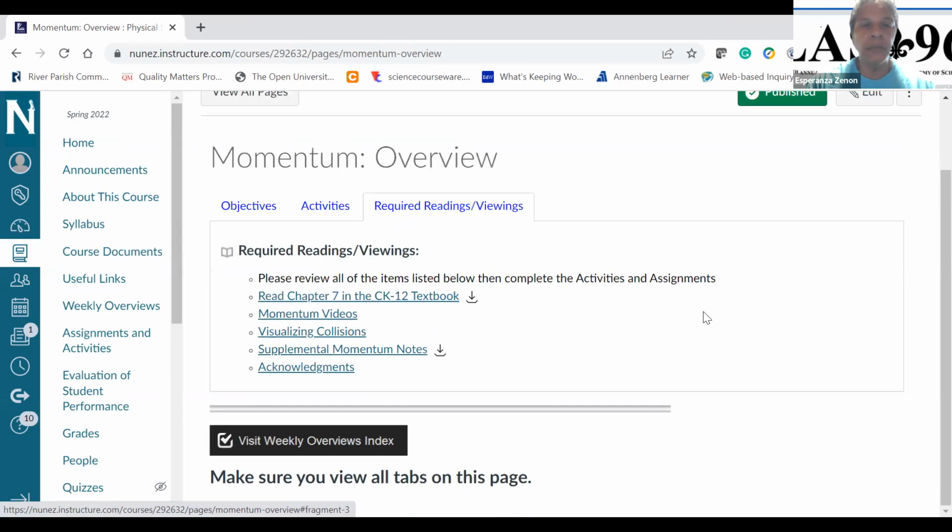So here are the materials for the momentum overview. Chapter 7 in your textbook deals with momentum, so you can review that. There are also some videos, and I even bookmarked a simulator, if I'm not mistaken, for visualizing collisions. That will be helpful to you, because those of you who will see me in lab later on today, we'll be talking about that actual simulator.